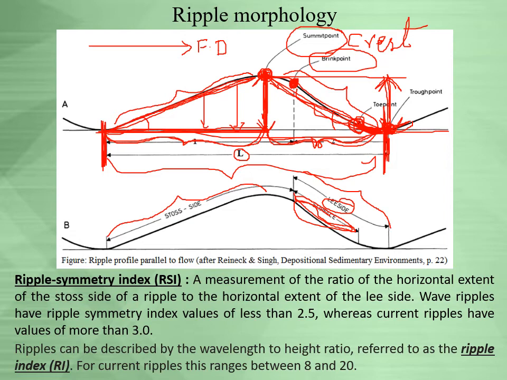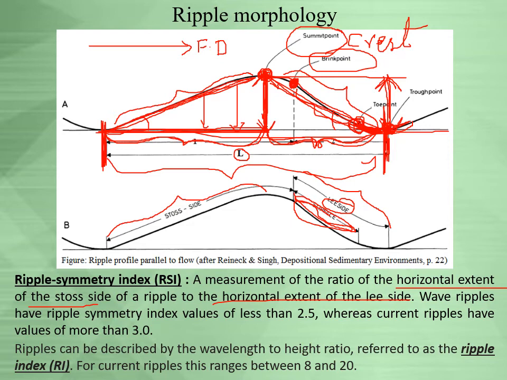Now, we can also measure whether the ripple is symmetric or asymmetric. That means whether the length of the stoss side is the same as the length of the lee side. That means the horizontal projection of the stoss side is the same as the horizontal projection of the lee side. So basically, it's a ratio of the horizontal projection of the stoss side to the horizontal projection of the lee side.